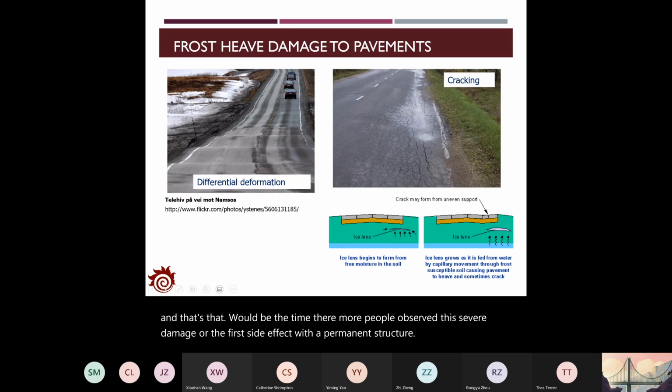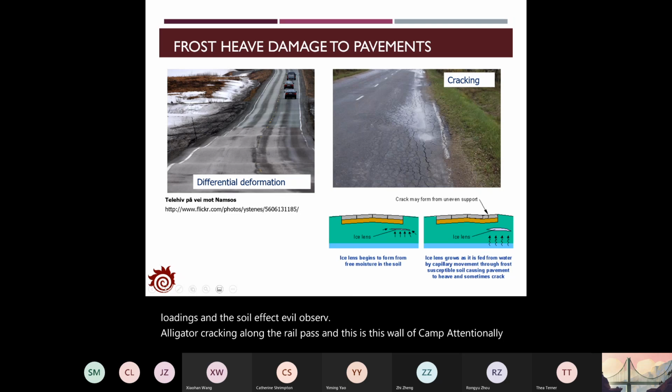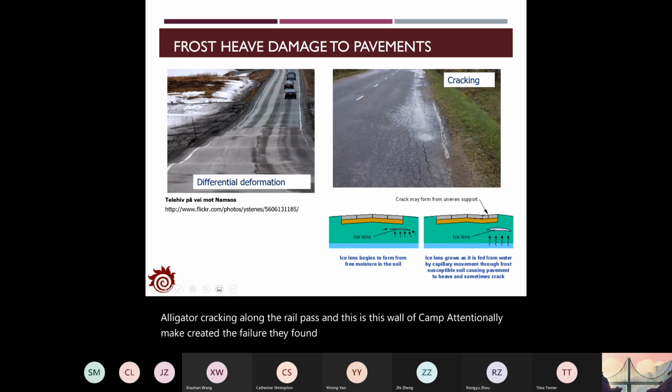So these two figures show some typical deformations caused by the frost soil effect. The figure on the left shows the differential deformation. You can see the waves, which is quite similar to the expansive effect. You will see these waves along the pavement, along the road, and depending on the loadings and the soil effect, you will observe significant alligator cracking along the wheel paths, and this can potentially create structural failure of the pavement.